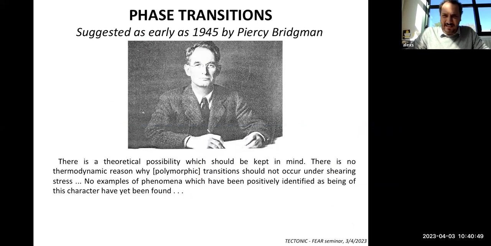So as early as 1945, it was suggested by Percy Bridgman that possibly these deep earthquakes would be linked to phase transition. In a paper he wrote, there is a theoretical possibility, which should be kept in mind, that there is no thermodynamic reason why transition should not occur under shearing stress, although at that time no example of the phenomena had been positively identified.